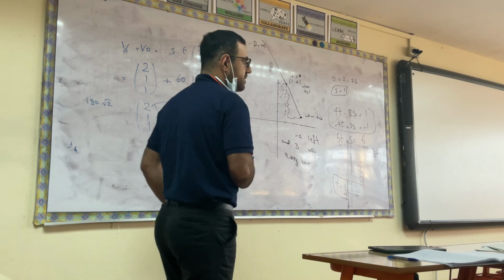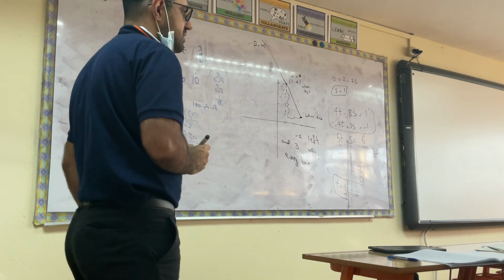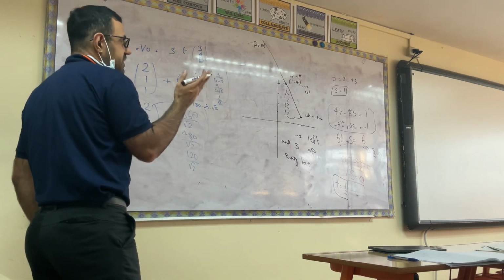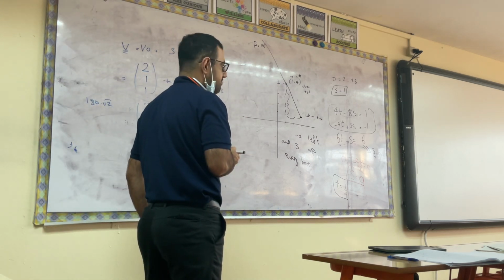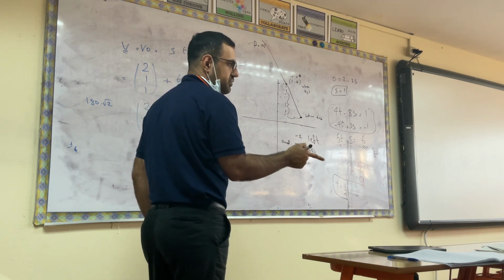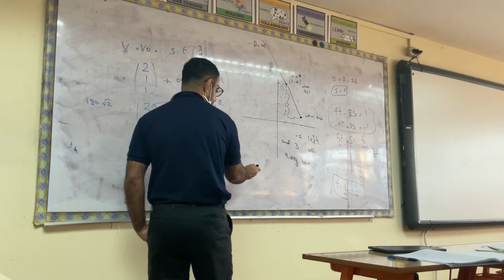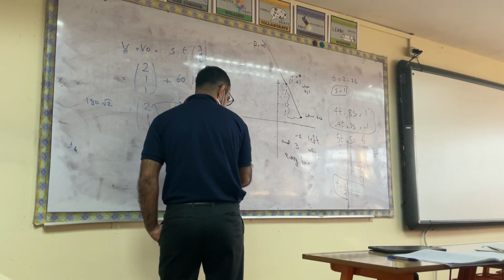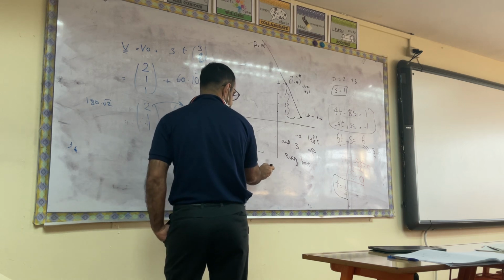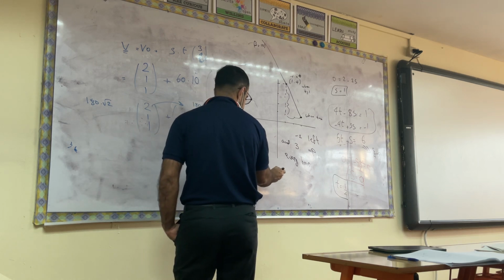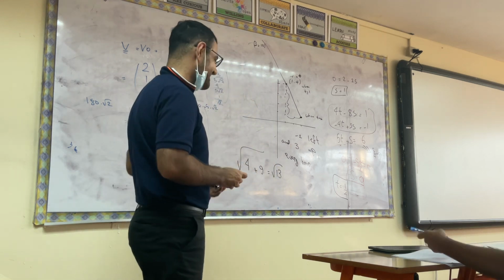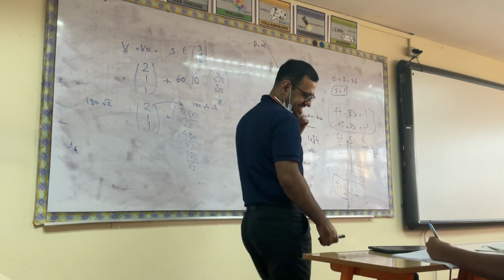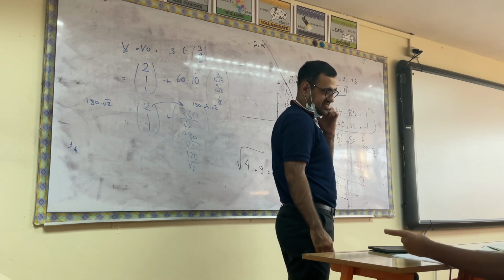Right. Now what about speed? Speed, you just root that. It's the magnitude of the vector itself. What's the vector? Negative 2 and 3. So root of negative 2 squared plus 3 squared, 4 plus 9, root 13. Yeah, that's done.